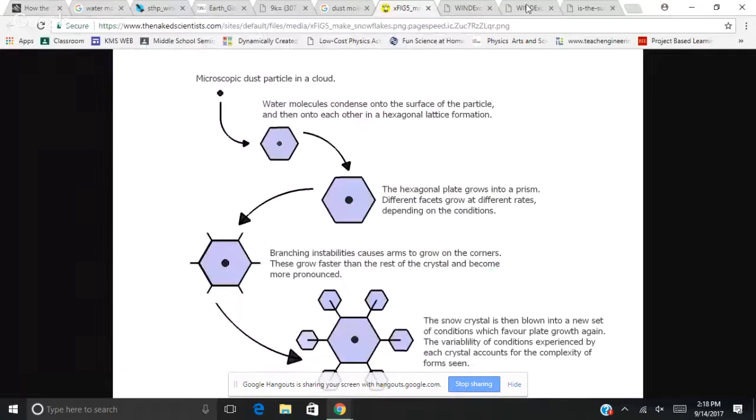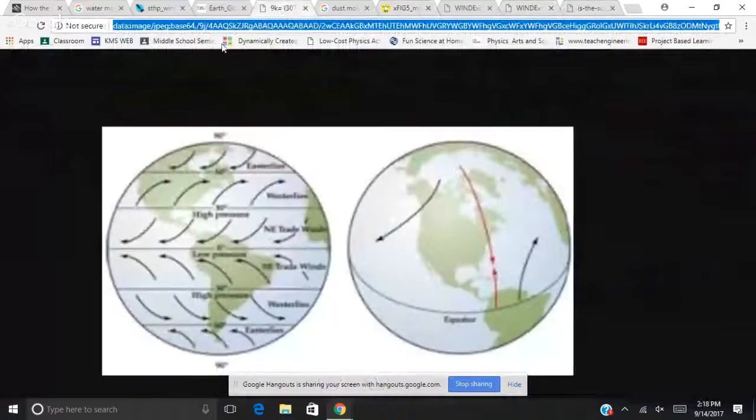So, large-scale wind patterns. There's something called the Coriolis effect. What the Coriolis effect is, it's wind caused by the spinning of the globe. And when the globe spins, it creates air movement, which is wind.